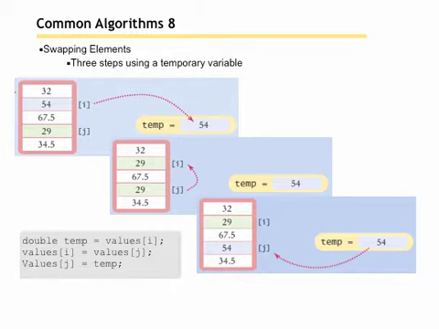Notice in the code in the gray box that there is a typo. Values should be lowercase v for all of those instances. So to repeat, double temp equals values sub i. Note values sub i is on the right hand side of the assignment operator, and then it goes on the left hand side of the assignment operator. Values sub i equals values sub j. Note values sub j is on the right hand side of the assignment operator, and then in the next statement it goes on the left hand side of the assignment operator. Values sub j equals temp. So we're just swapping those elements.